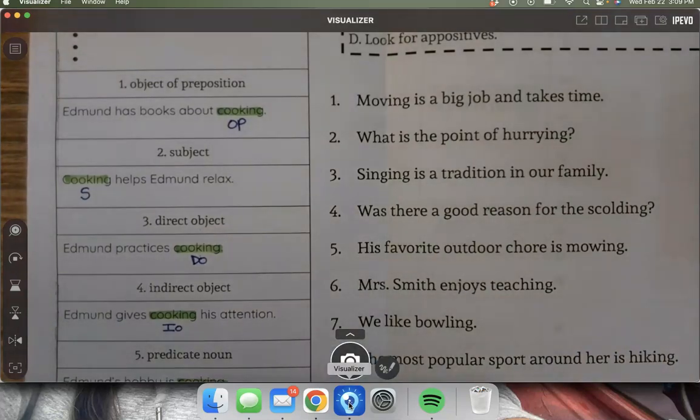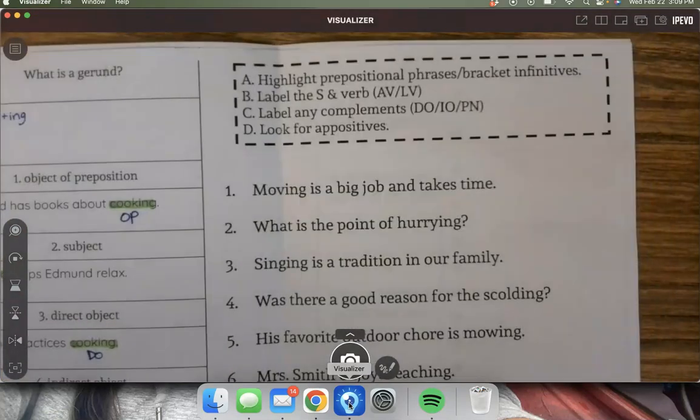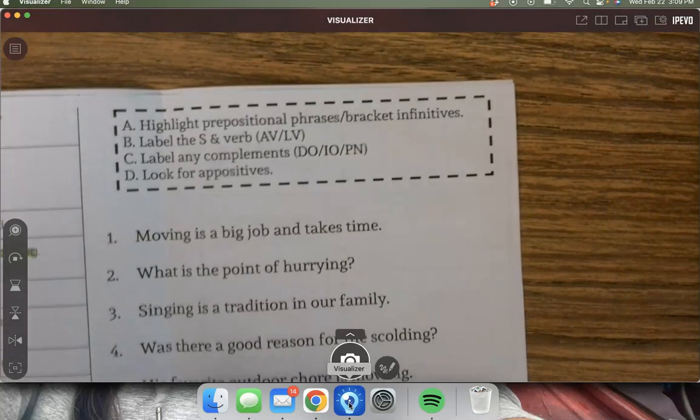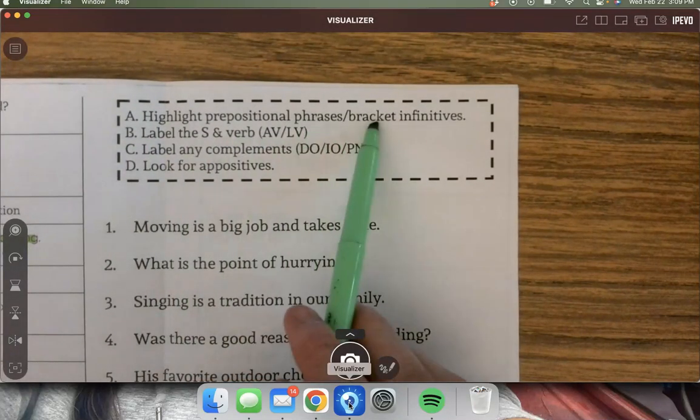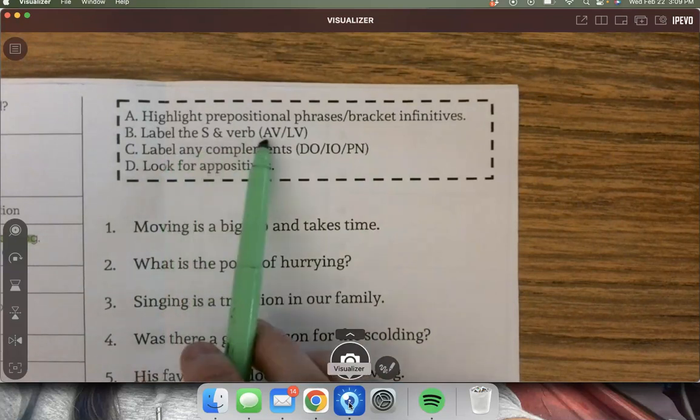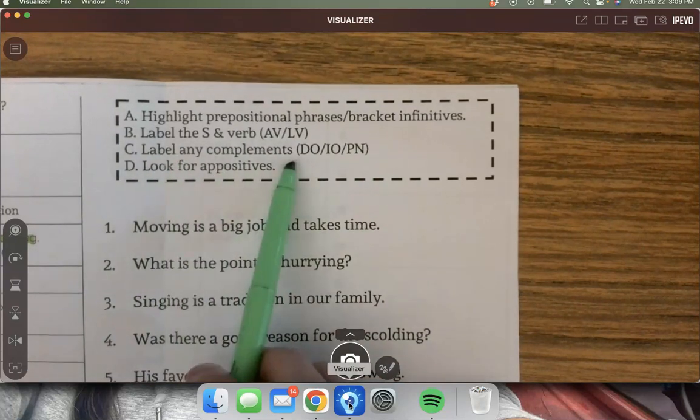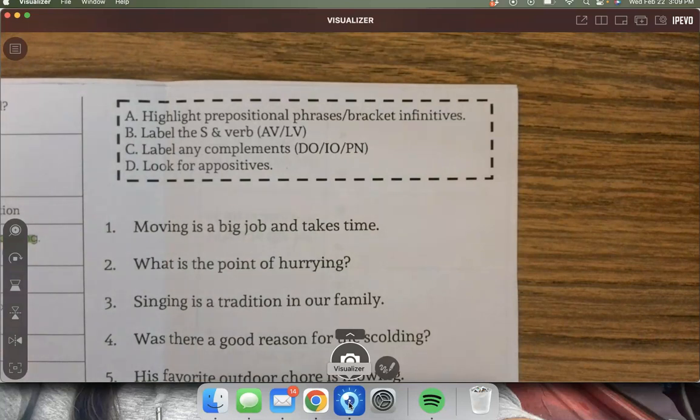So now we're going to try looking at some different words, not the same one. We're going to go through the same process. We're going to highlight phrases, bracket infinitives, look for our subjects and verbs, look for our complements, and then look for an appositive. Same exact process.